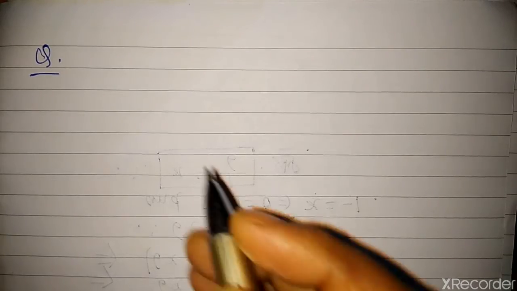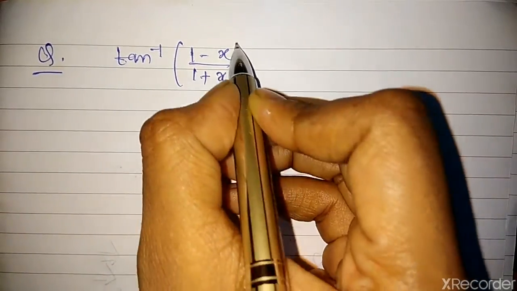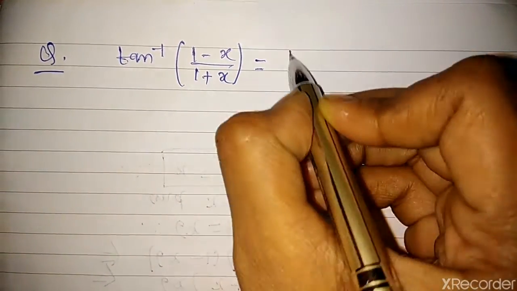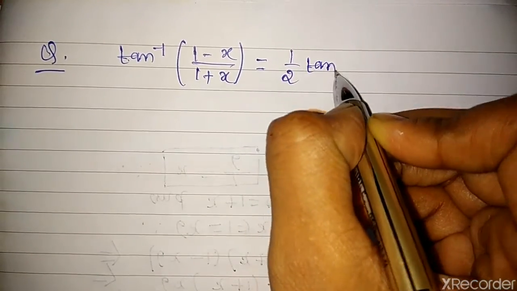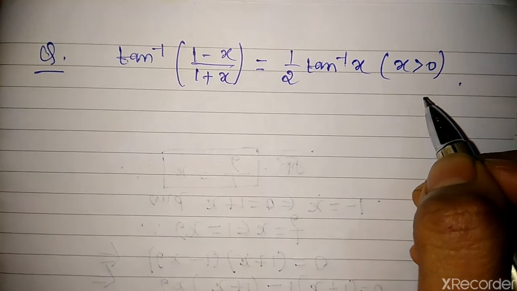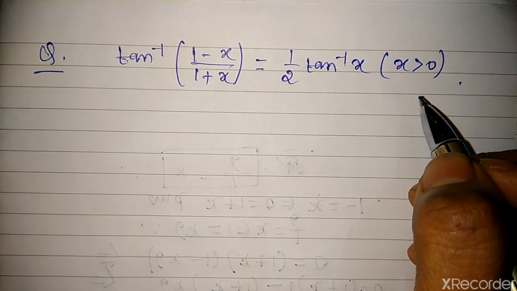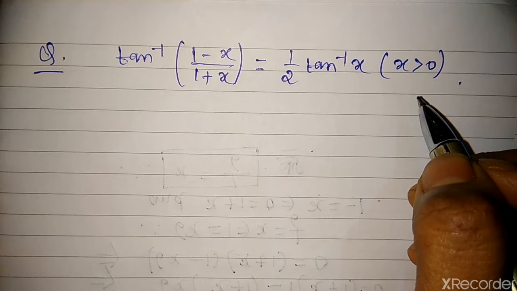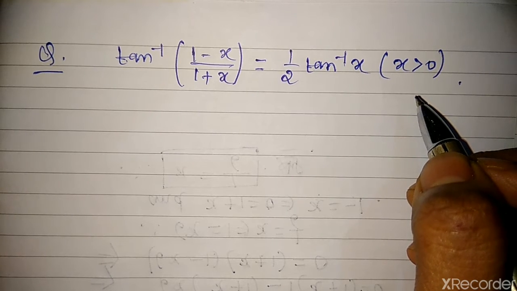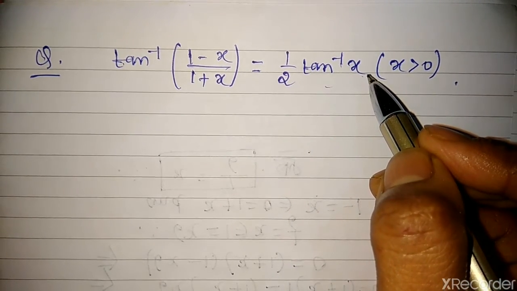Let us see one more question. The question is tan inverse of (1 minus x) divided by (1 plus x) is equal to 1 by 2 tan inverse x. Here x is greater than 0. Now what we have to find here is the value of x. For what value of x must the function tan inverse of (1 minus x) divided by (1 plus x) be equal to half tan inverse x? So let us solve this question.